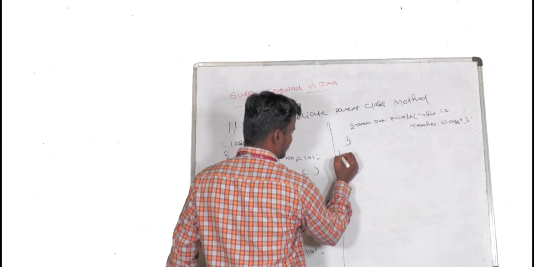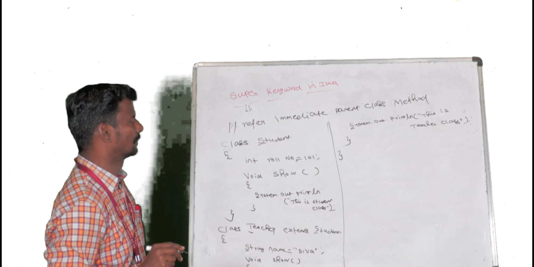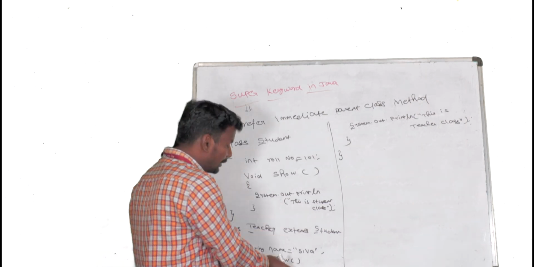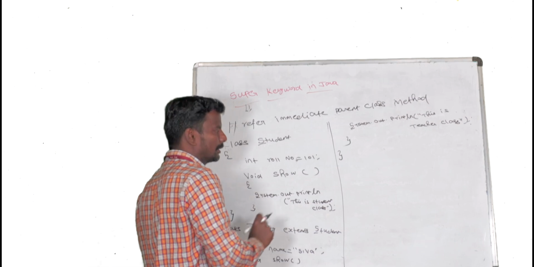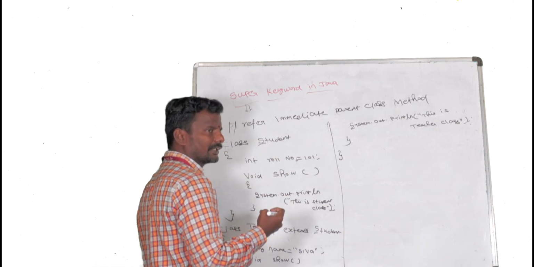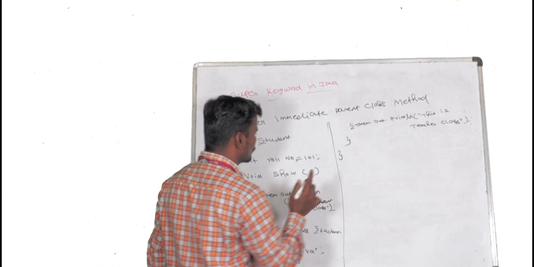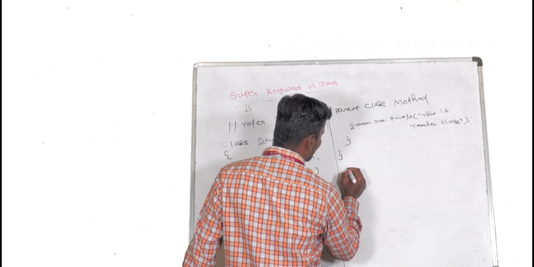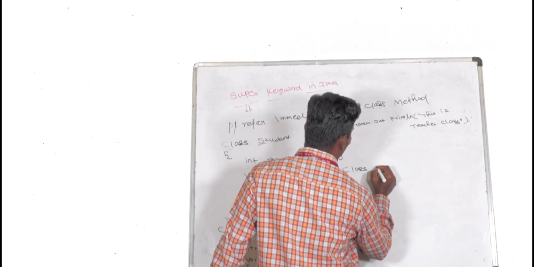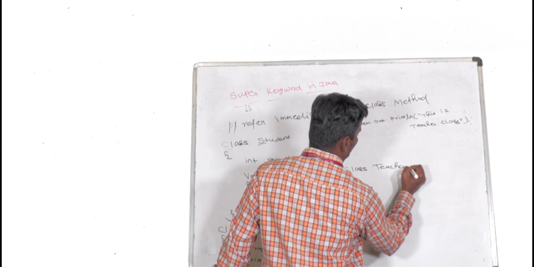Now we want to invoke those methods. If you want to invoke those methods, we have to define one main class. In that main class we have to create the object. By using that object only, we invoke those methods. So now we define the class, whose name is TeacherDemo.